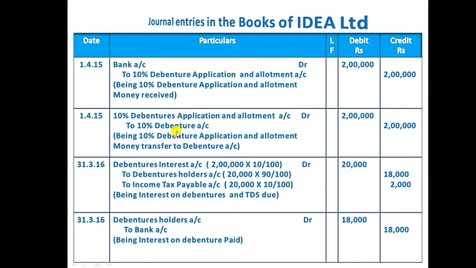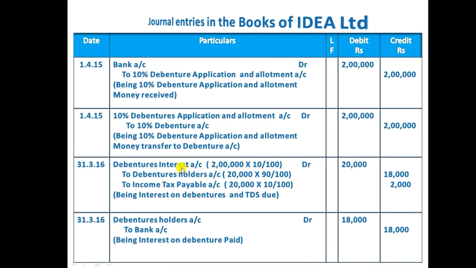So after transferring to the debenture account, now after 12 months the company needs to pay the interest to the debenture holder. So on 31/3/2016 the company needs to pay the interest to the debenture holder, so we need to debit the debenture interest account. The total amount collected by the company is 2 lakh, and the rate of interest is 10%. So 2 lakh into 10 by 100, total 20,000 rupees the company needs to pay as interest.